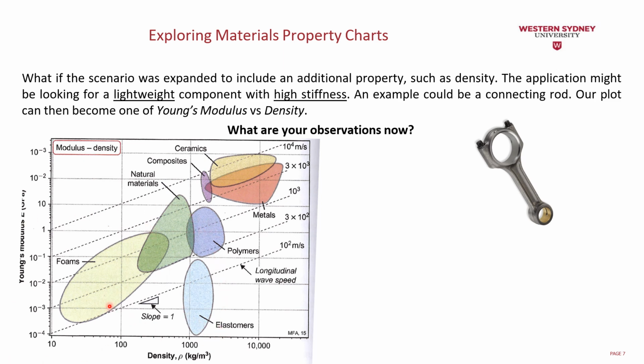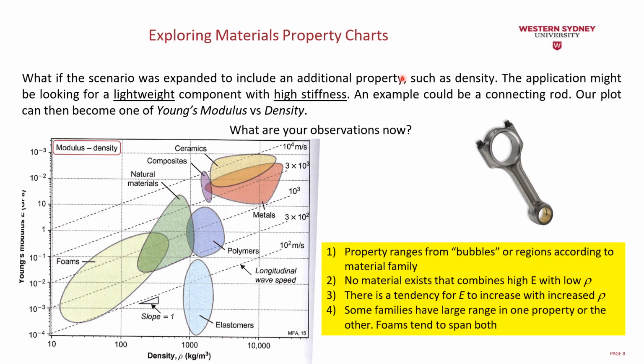The foams actually extend over a very long range, starting from here, for example, 15 up to 100, and that's 300, 400. So it's a long span. What we can observe here can be simply summarized on the next page. The property ranges form bubbles or regions according to the material family, as we can see here.